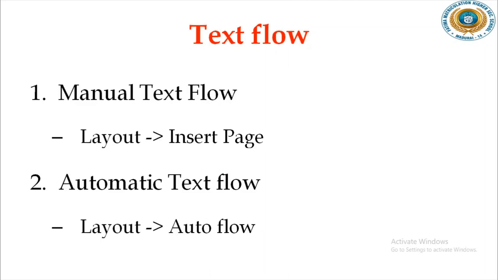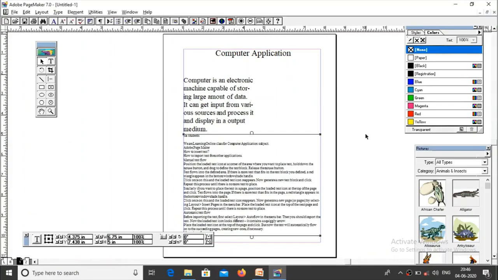Manual insertion means when you click the red triangle box, if you created a new page, you just move to the next page and click it. You will get the continuation of the pages. That is called manual text flow. The second option is automatic text flow. We will do it now. I showed you both once again.